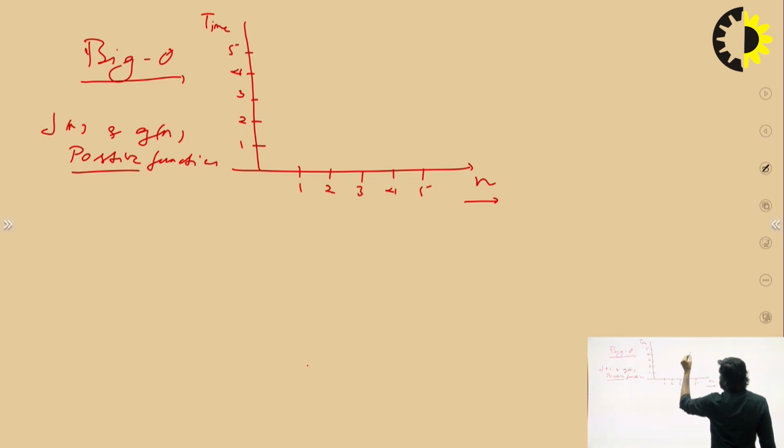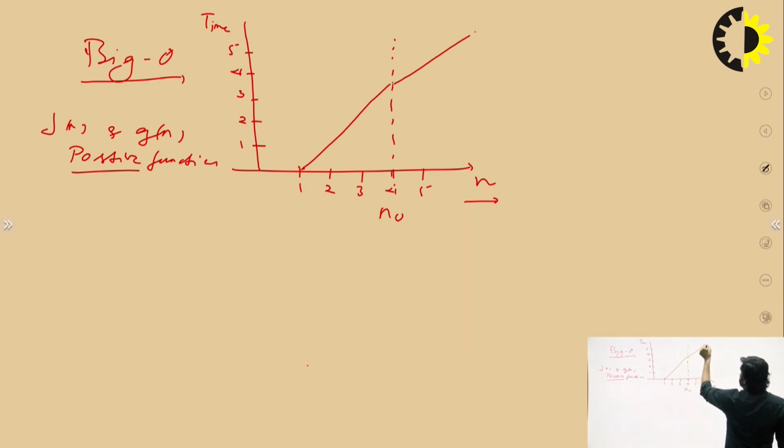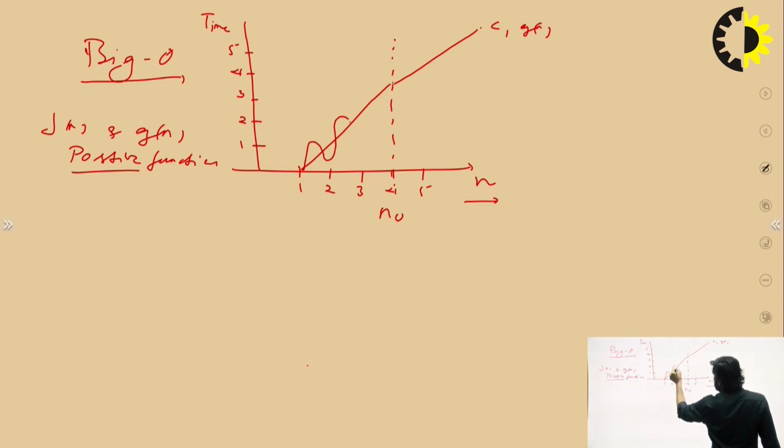Now we take n naught here. Observe the n naught. This is a constant, C1 of g of n. Function f of n changes behavior on small inputs, and after this point, on large inputs, the behavior is fixed.